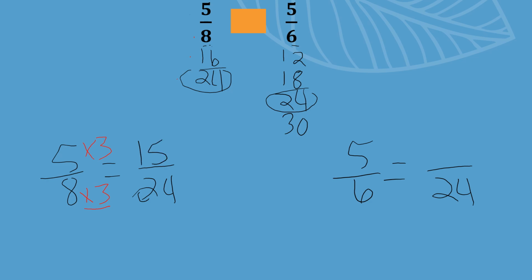15. Come over to my 5/6. I have 6 times something equals 24. 1, 2, 3, 4. What I do at the bottom, I do at the top. 5 times 4 is 20. So now that I have the same denominator, I could just look at the numerators. 15 is what compared to 20? 15 is less than 20. So therefore, when I look back up at my question, 5/8 is less than 5/6.